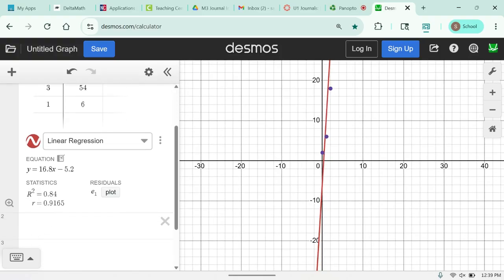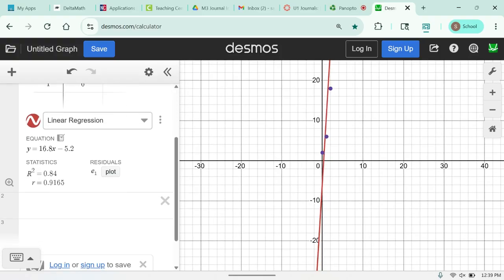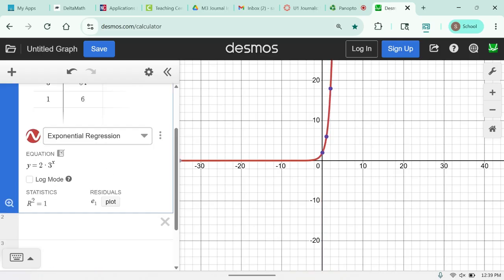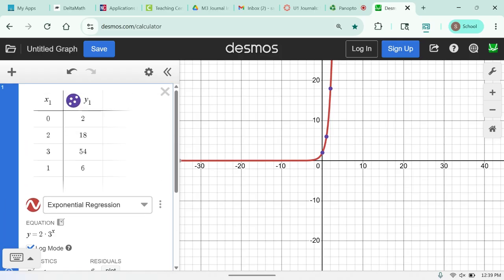Now, what type of regression is it currently? Linear. What do I want? Exponential. So I'm going to hit the drop down, and I'm going to click on exponential. I'm going to make sure log mode is on if you're using regular Desmos. So if you're using regular Desmos and not the NC one, yes, make sure log mode is clicked. That's why I typically say use the NC one because that's the one you're going to see on the test. So what I did, guys, listen, I'll do it again.